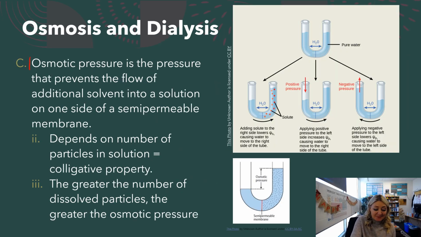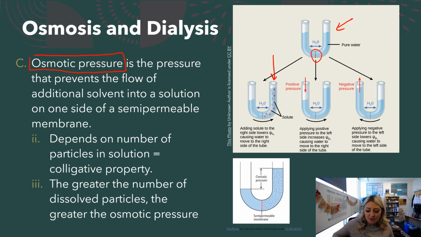Let's talk about osmotic pressure. All right, this is a pressure that prevents the flow of additional solvent into a solution on one side of a semi-permeable membrane. Okay, so in our picture, we see one of these horseshoe-shaped apparatus, and right in the center, boom, right here is your semi-permeable membrane. So it's pure water. We have equal water amounts on both sides of the semi-permeable membrane.